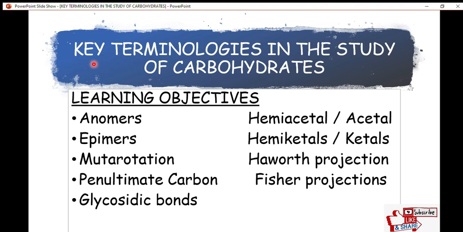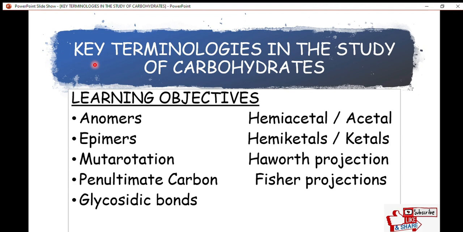Guys, welcome back to the structures and functions of biomolecules course. Today is our fourth lesson, and we are bringing to you carbohydrates. We want to study carbohydrates, and before we can study carbohydrates, we have to know some basic terminologies before we can study carbohydrates in great detail.